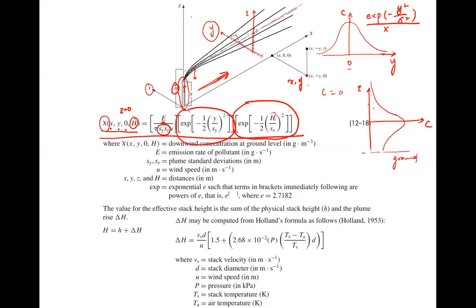So sy and sz are the plume standard deviations, meaning how spread out the plume is, because it depends on the wind condition. If the wind is very strong, it's going to disperse only a little bit. But if the wind is very slow, it has more time to spread around. So with this equation, we can plug in a lot of values and look at the concentration of certain air pollutants.